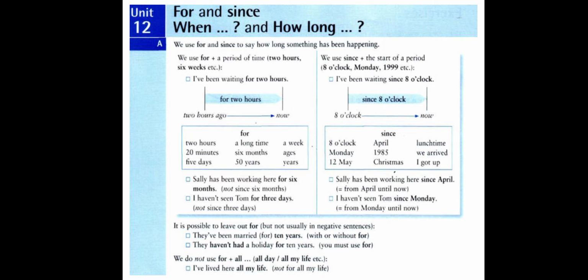For 6 months, complete period of time. For 50 years, complete period of time. For a week, complete period of time. For ages, to show that the period is very long. And for years, to show that the period is extended. Let's say 3, 5, 6, 7 years back until now.